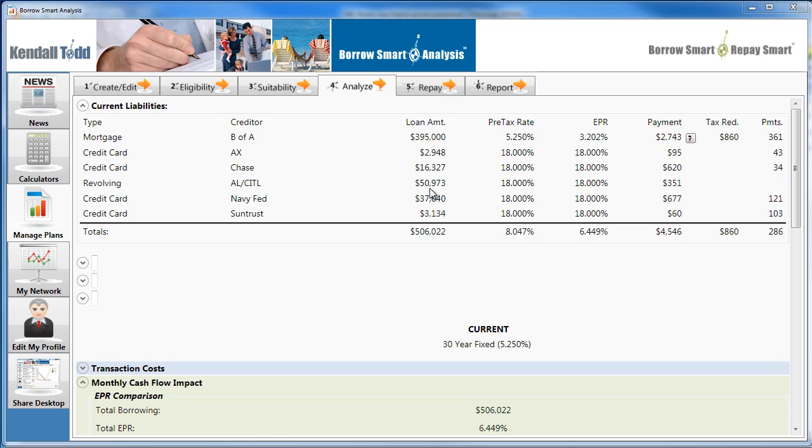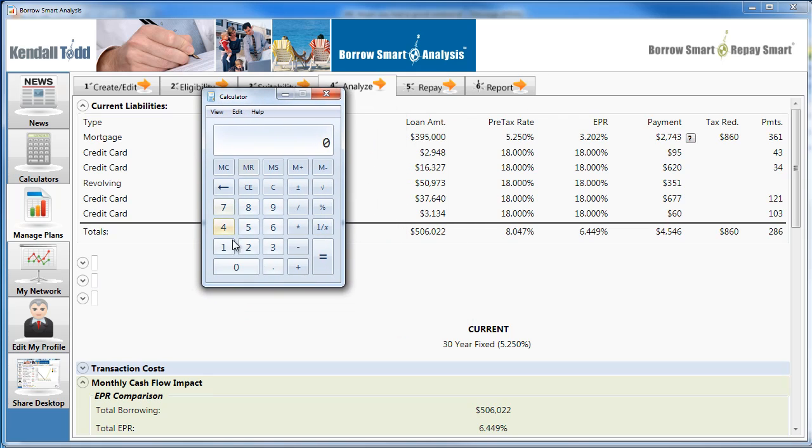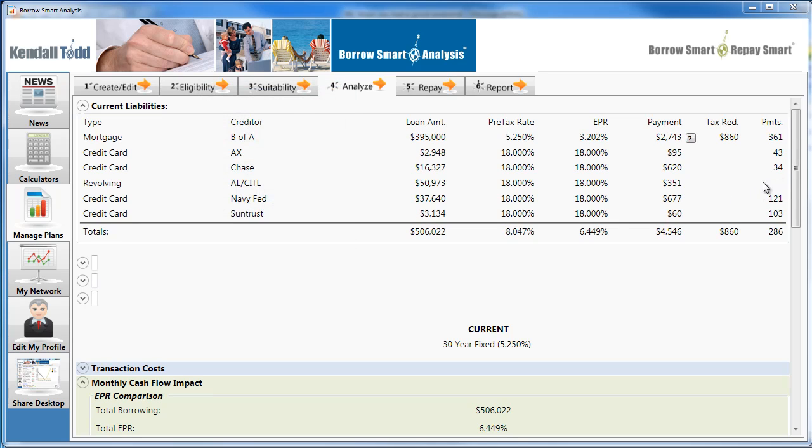And we can look at this and see that on $50,973 at 18%, the client's paying $351 a month. So let me just bring this up for 1 second. 50973 times 0.18 equals, so there's 9,174 in interest yearly divided by 12. That's 764. That's the monthly interest on this. He's paying 351. So this thing is negatively impacting 413 a month. Okay, that's why you're seeing this blanked out here.